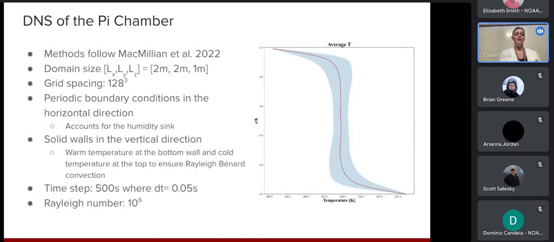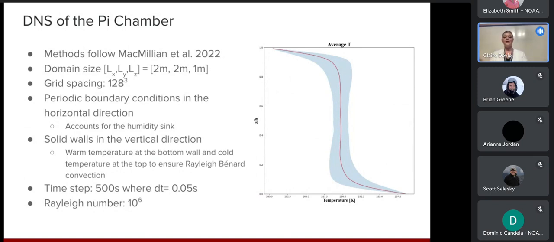So getting into a little bit more detail of the DNS that were provided, I did want to note that these methods follow Macmillan et al. 2022. We have a domain size of 2 meter by 2 meter by 1 meter, and grid spacing of 128 cubed. An important thing to note is that we have periodic boundary conditions in the horizontal while we have solid walls in the vertical direction. In the physical pi chamber, the sidewalls act as a humidity sink, and so condensation forms on them and decreases the humidity in the chamber. Without the periodic boundary conditions in the horizontal to act as that humidity sink, we would see supersaturations of about 20% in the DNS. And that's not physical, and we certainly want something that's more on the order of 2 to 3% supersaturation. So that's why the periodic boundary conditions are considered.